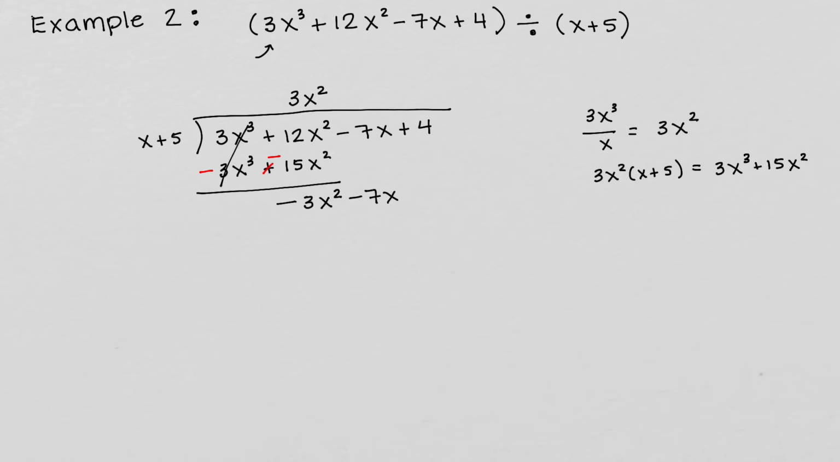So I'll take x into negative 3x squared. And that gives me minus 3x, which I'll put above the minus 7x. And then I'll multiply minus 3x times x plus 5. And this gives me minus 3x squared minus 15x.